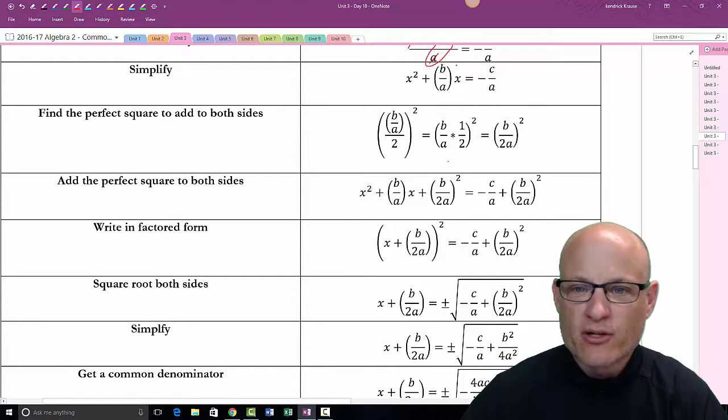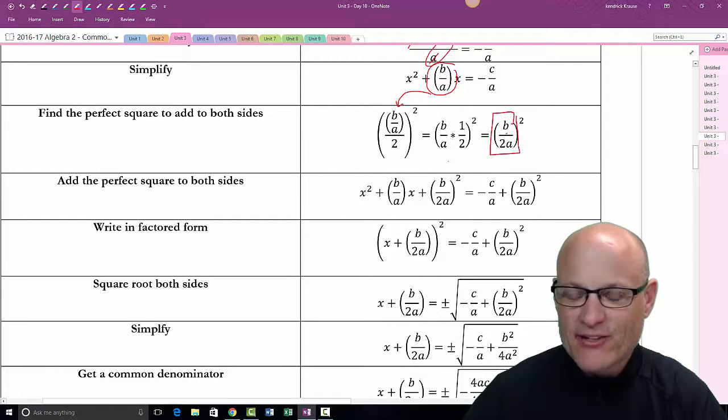Take half of the middle term. So here is the middle term. We're going to take half of it, which turns out to just be this, and square it and add it to both sides. So we added it to this side, and we added it to this side.